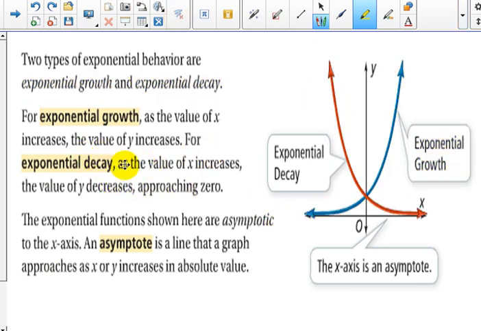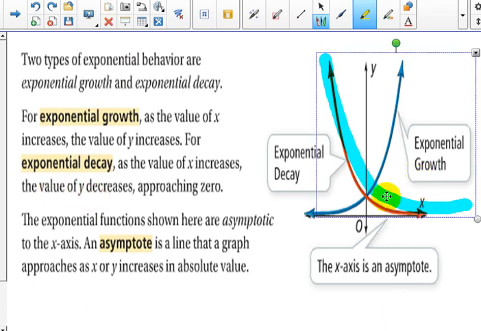So the formal definition here for exponential growth: as the value of x increases, the value of y increases. So as x goes up, y goes up. For exponential decay, as x increases, y decreases. See, as we go forward on x, y is falling down, down, down, down, down. Okay? And it approaches the 0 mark.